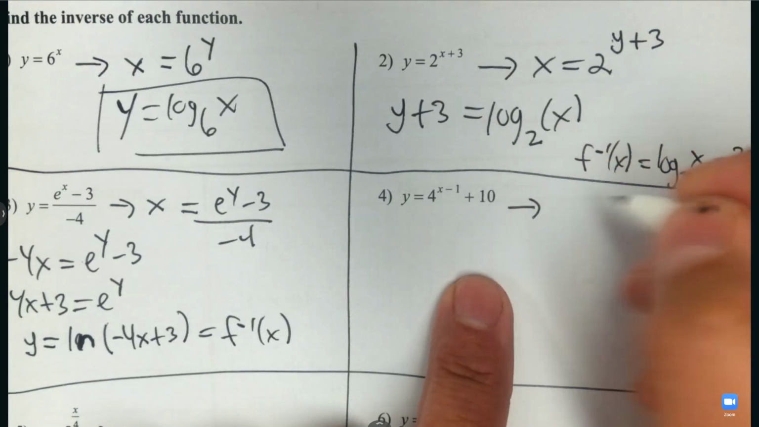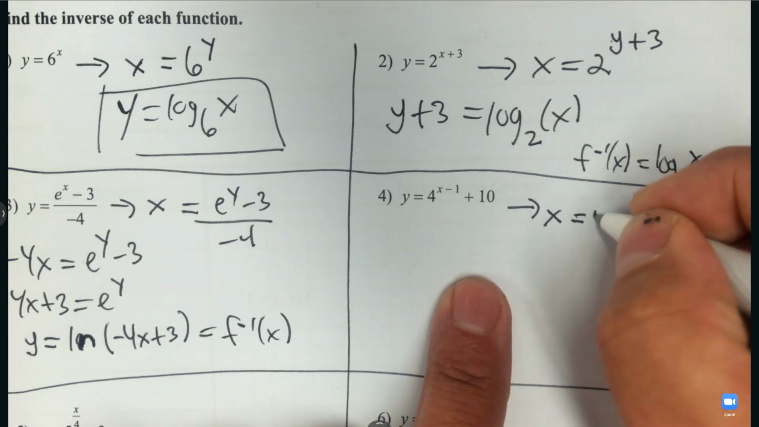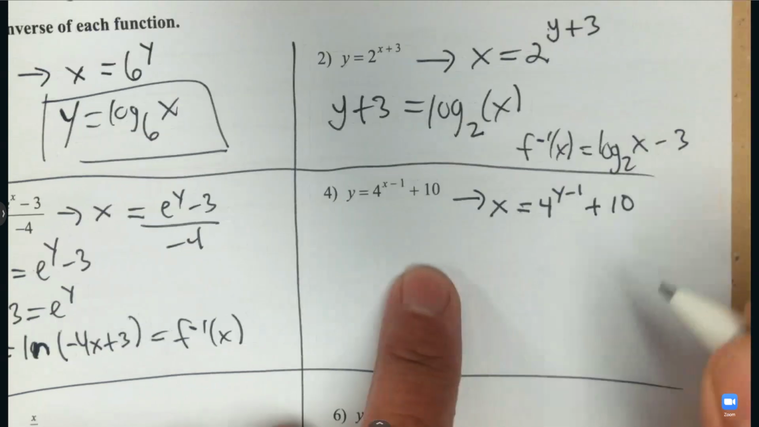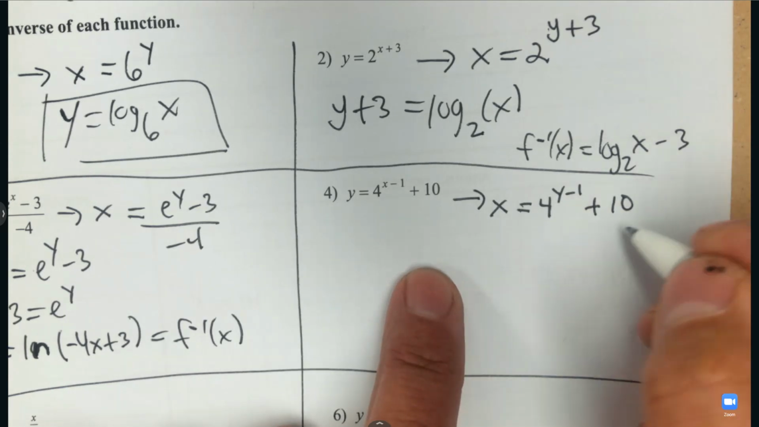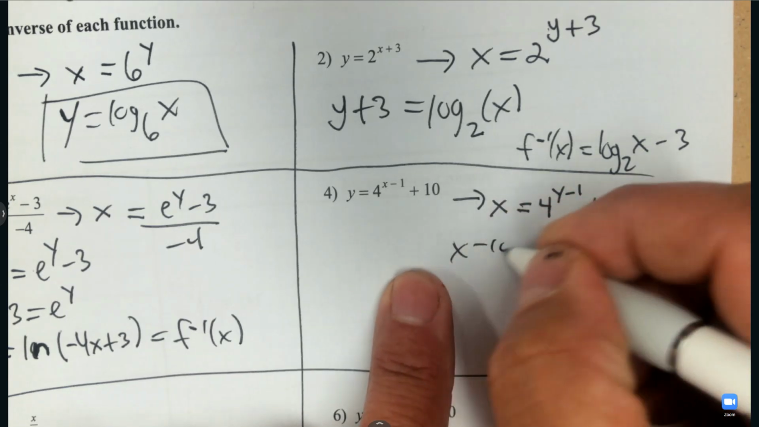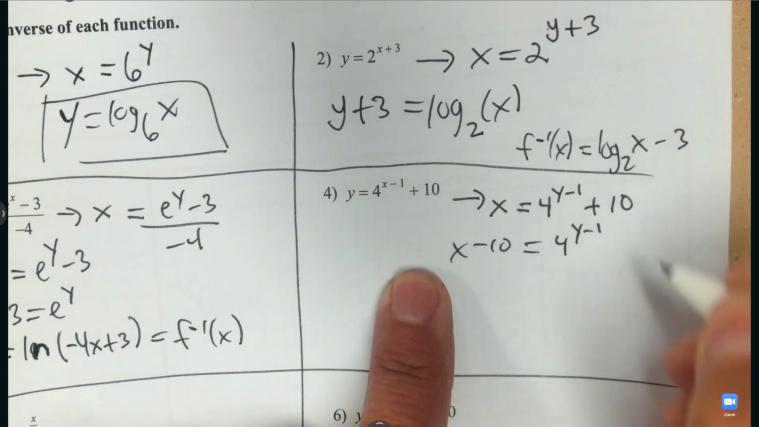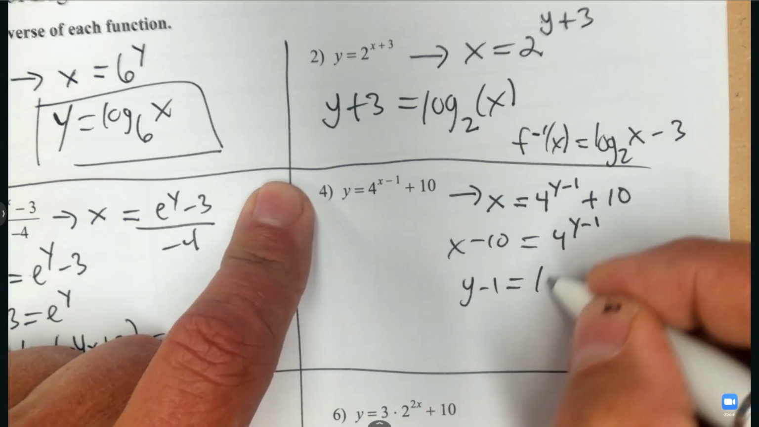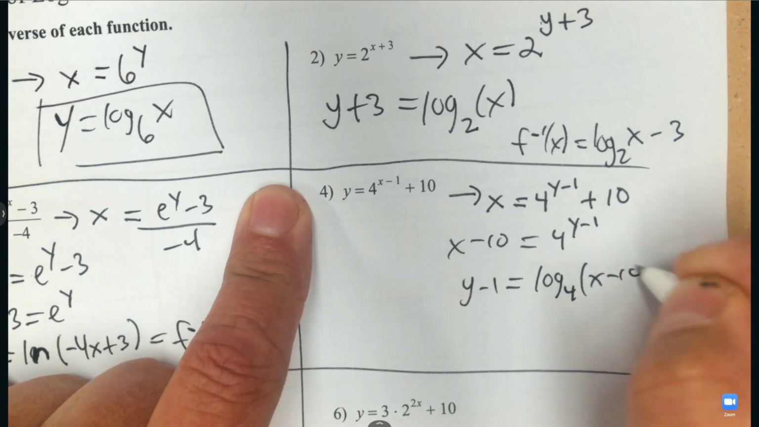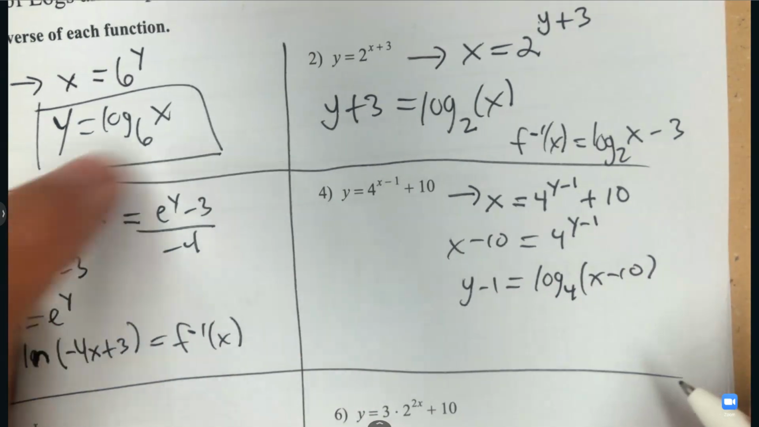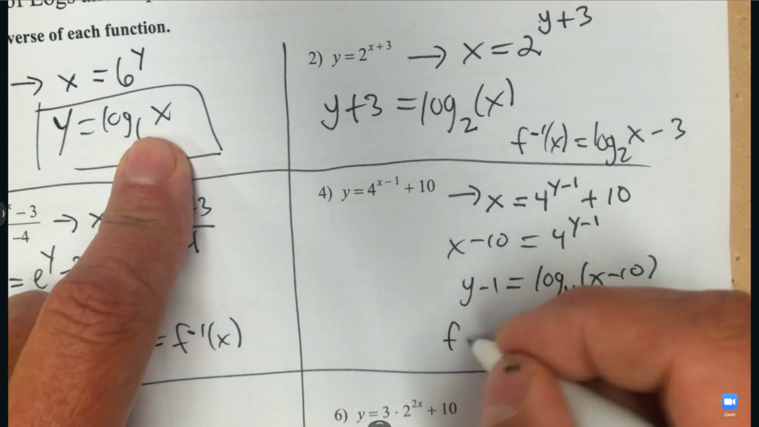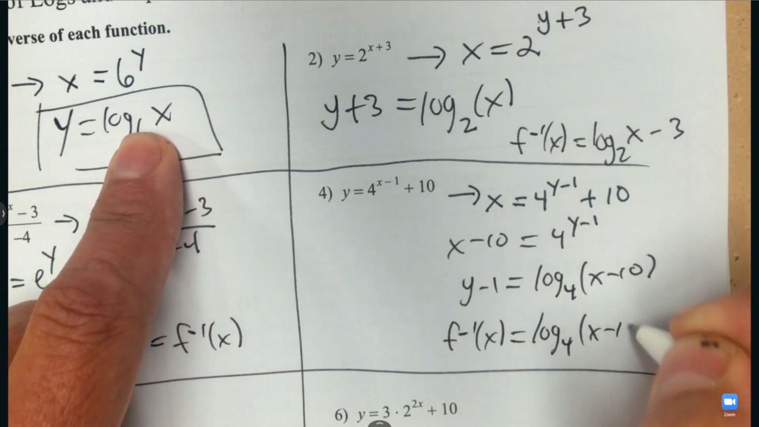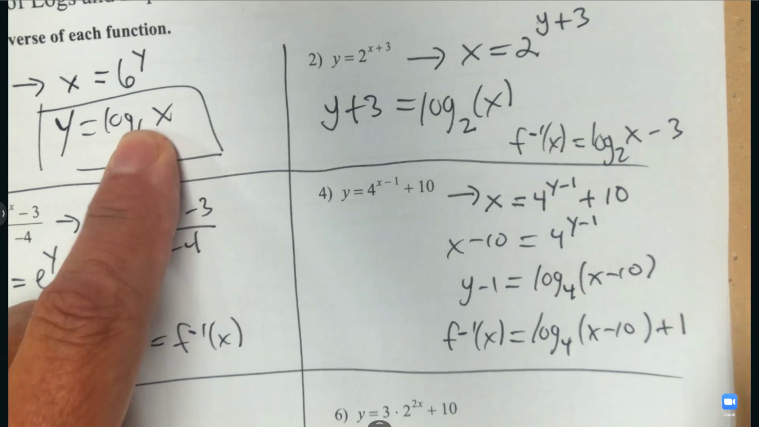All right, let's keep practicing. At some point, you need to press pause and try it first. You have to do the work to learn the work, not to do the work. So instead of adding 10, the inverse is to subtract 10. Now the exponential is isolated. Another way to write that exponent is as a logarithm base 4, and inside the logarithm is x minus 10. Get y by itself by adding 1, and that's the inverse, the symbol for inverse.